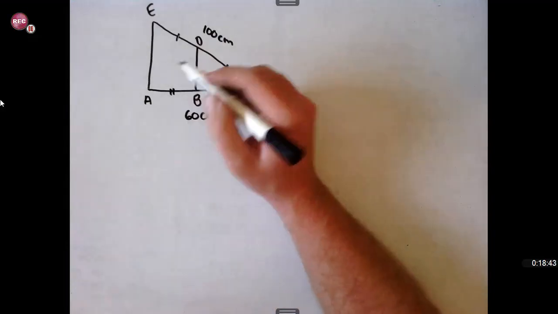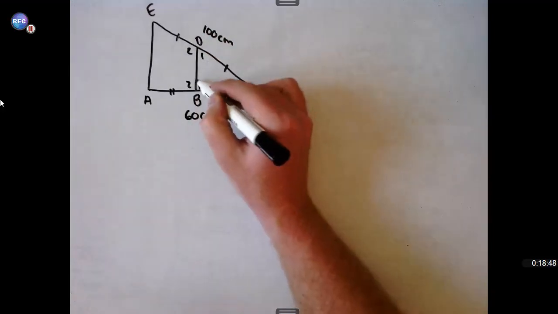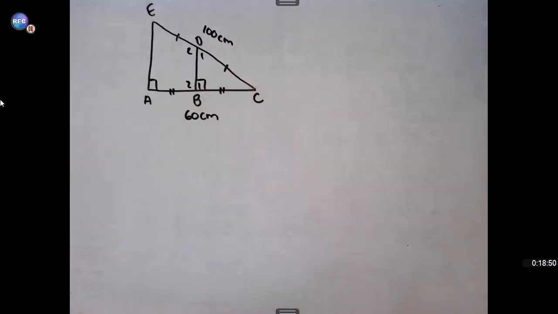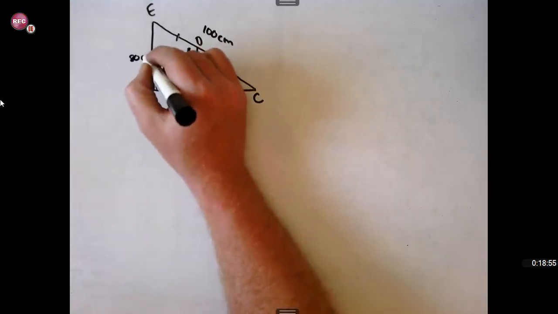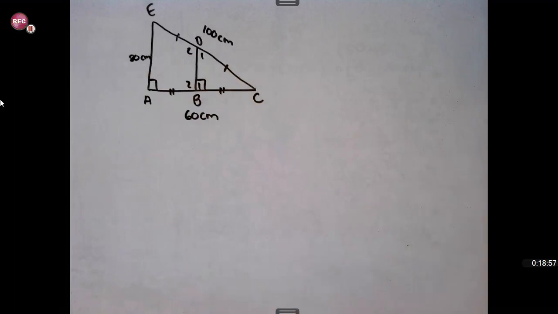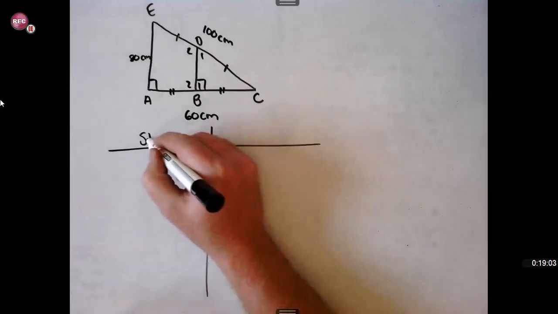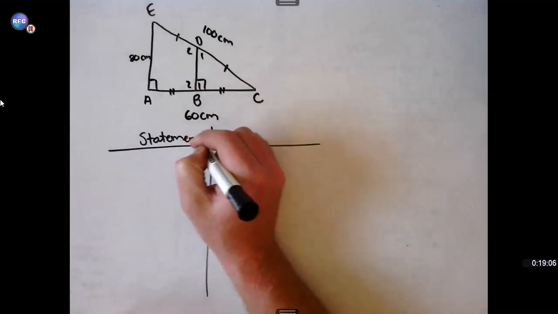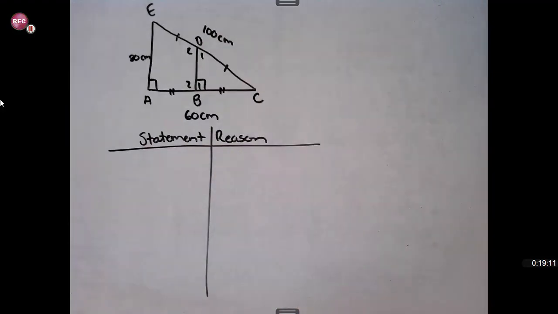And then obviously they put a 2 and a 1, and also a 2 and a 1. This is a right angle, this is a right angle. And then they also tell us that this is 80 centimeters. Okay, first things first, statement reason. So, which triangle do we work with first? That would always be your question.